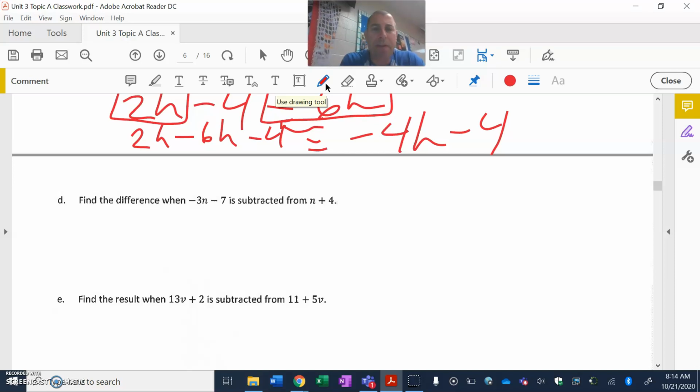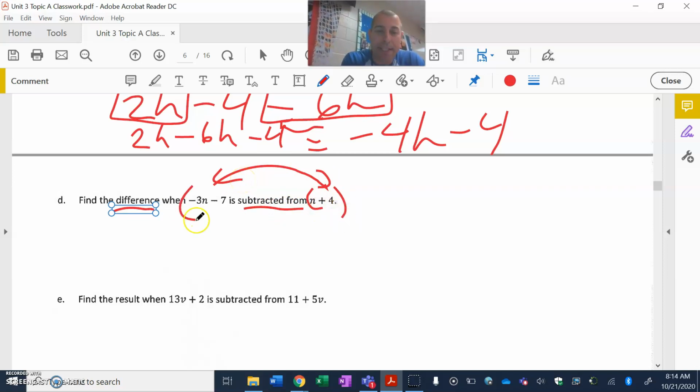So watch this. Find the difference. So it's a subtraction problem. When negative 3n minus 7 is subtracted from. Okay, so we've talked about this subtracted from, how that makes us switch the order around. Now here's the thing. This is a package group, and this is the package group.